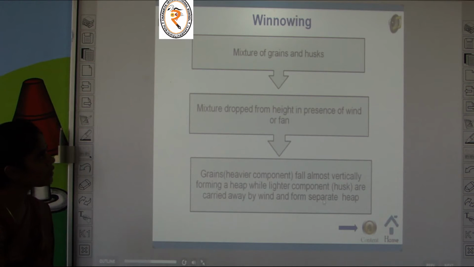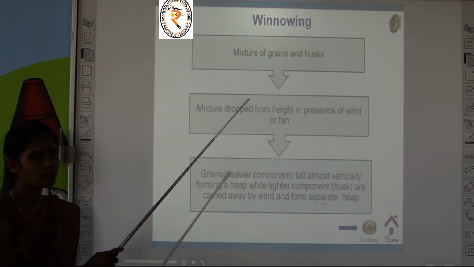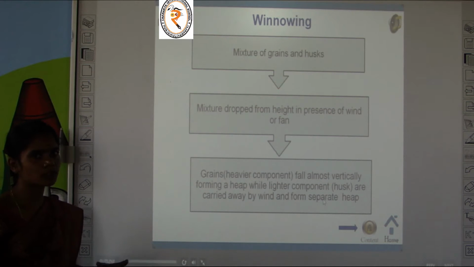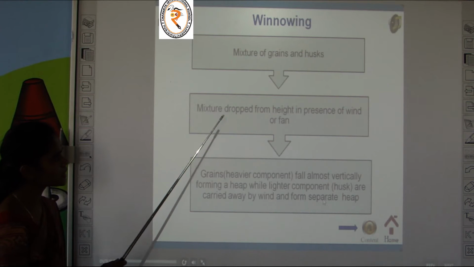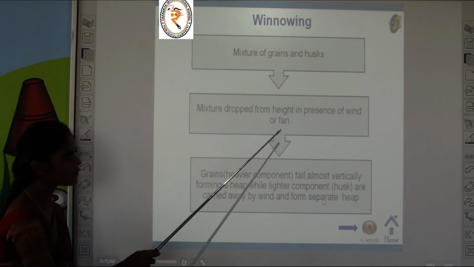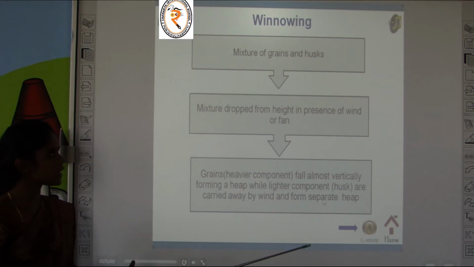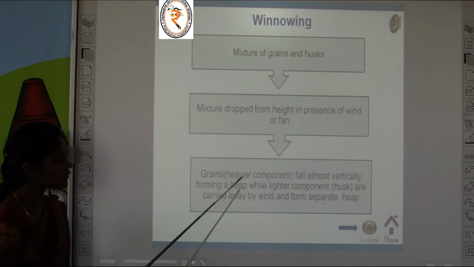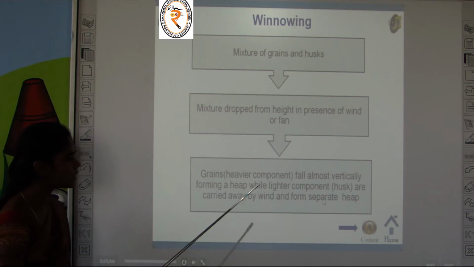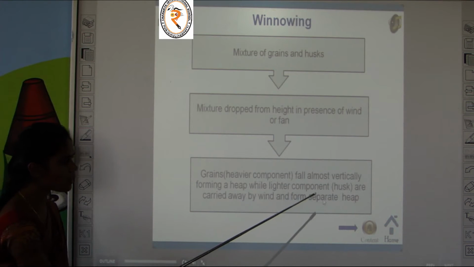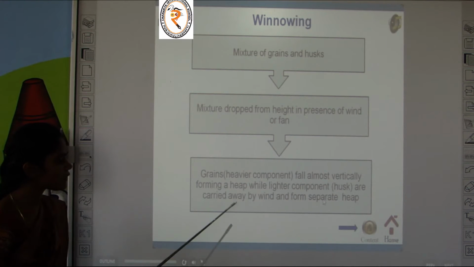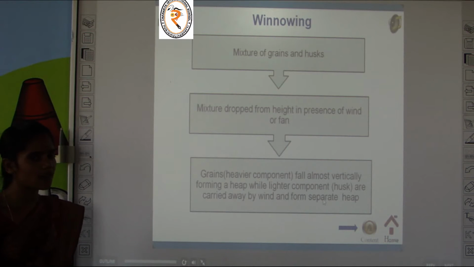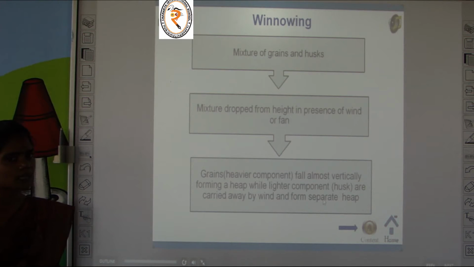See, this is the process of winnowing. First, the farmers take the mixture of grains and husk. So the mixture contains both grains and husk. The mixture is dropped from high in the presence of wind or fan. So the heavier component falls almost vertically, forming a heap, while the lighter component, that is husk, is carried away by wind and forms a separate heap. So this is the process of what process? Winnowing process. Okay.